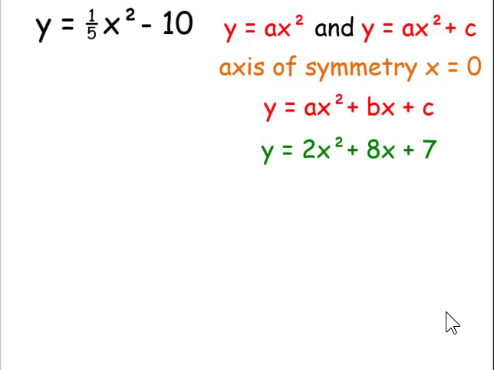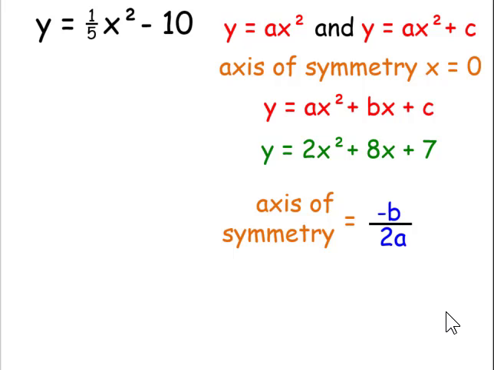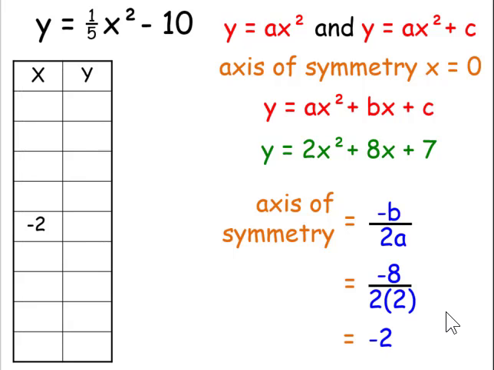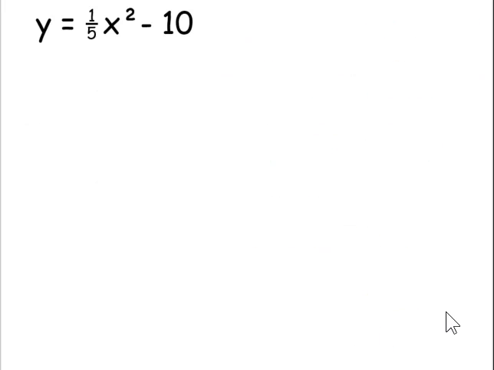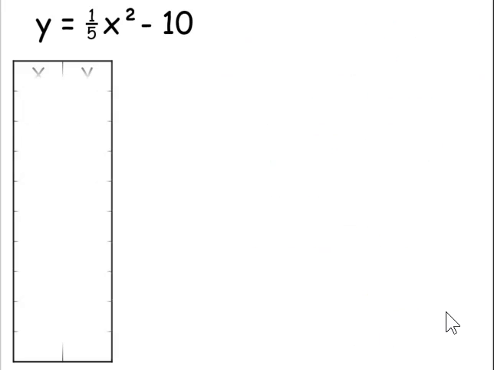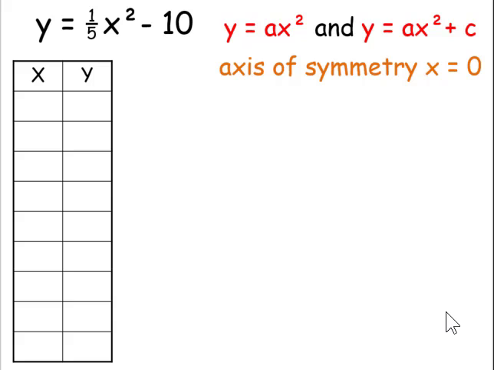So if we had an equation like y equals 2x squared plus 8x plus 7, then our axis of symmetry would change. The equation to find the axis of symmetry is x equals negative b over 2a. In this case, b is 8 and a is 2, so we'll just substitute our values. Negative 8 divided by 4 is negative 2, and that would be our axis of symmetry. In this case, since we do not have a b, our axis of symmetry is simply 0.